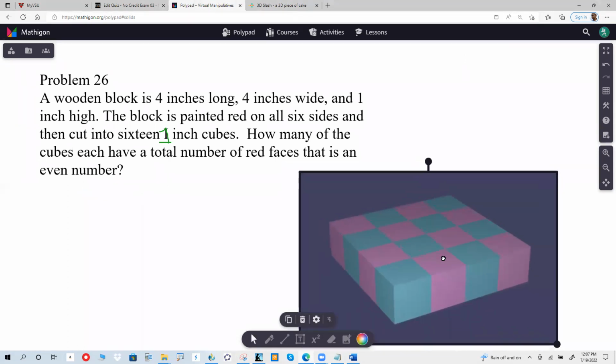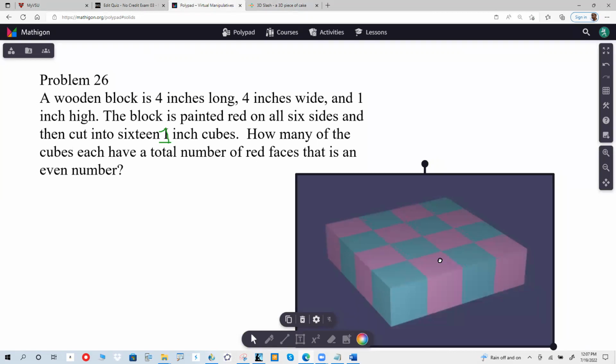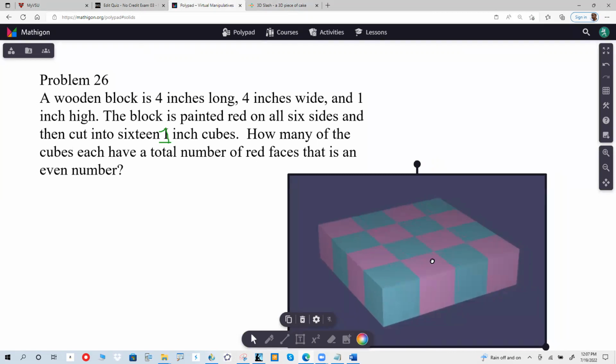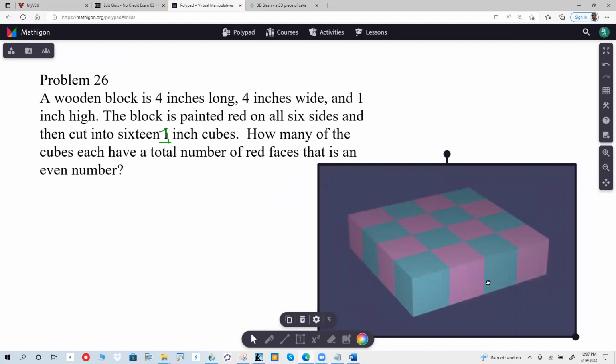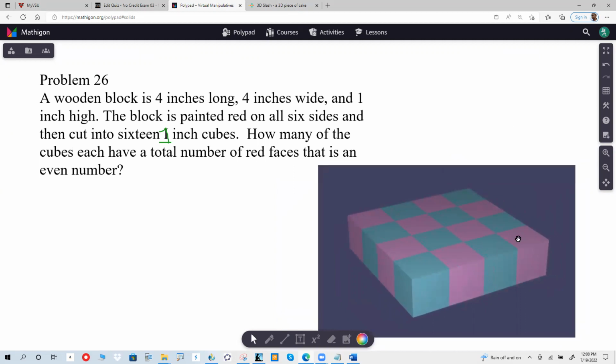All right. How many of the cubes have a total number of red faces that is an even number? So this block, I know you're seeing two colors, but according to the question, it's the same color. Why do we have two colors? Because the software doesn't allow me to create edges. You can see the edges when you have two colors. So they're all red.